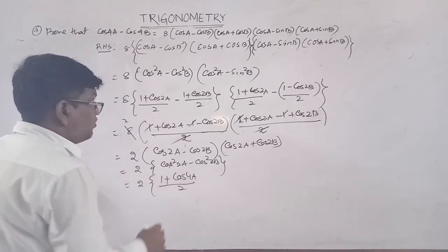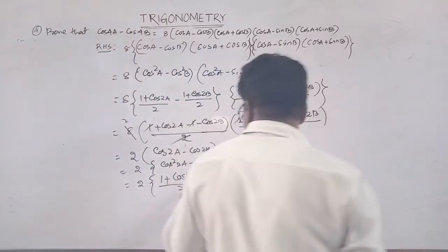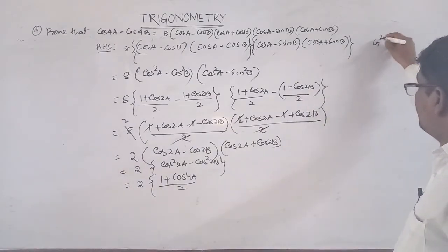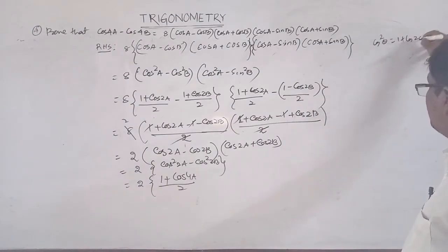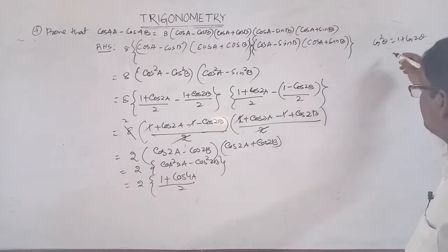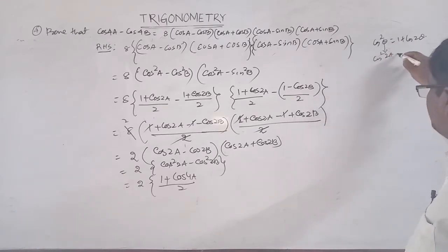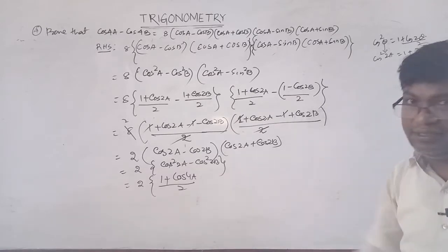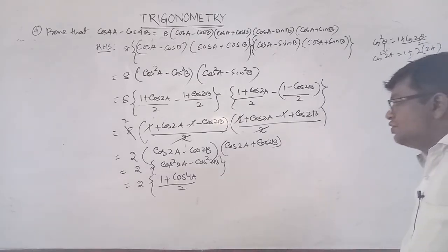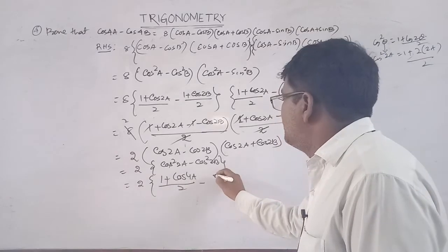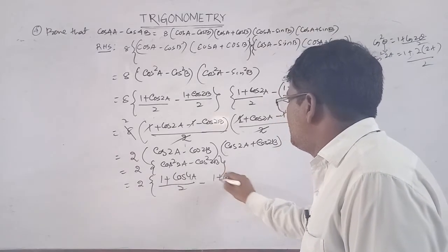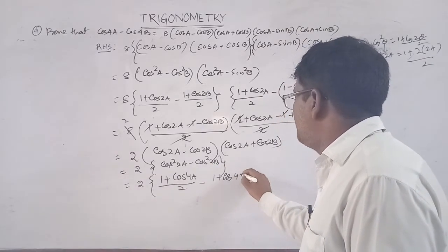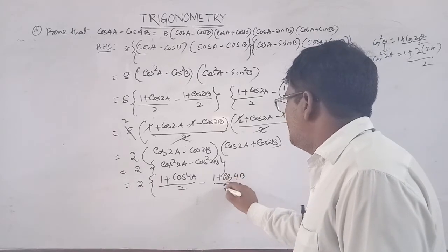4a by 2. Why is it obtained? We know cos square theta is equal to 1 plus cos 2 theta by 2. Here theta is equal to 2a. So cos square 2a is equal to 1 plus cos 2 into theta, that is 2 into 2a, by 2. By this formula this is obtained. So again, 1 plus cos 2 into theta, that is cos 4b, by 2.